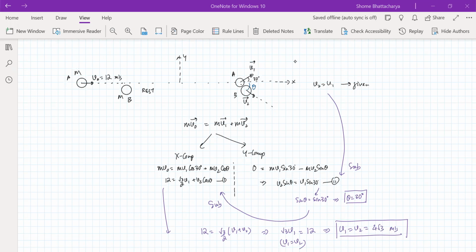from this, we can also see that since theta is equal to 30 degrees, that is the angle between the two vectors v1 and v2.